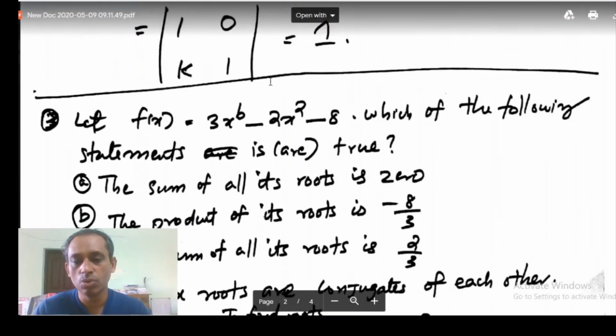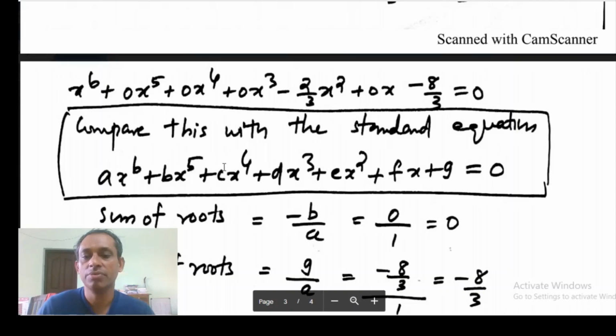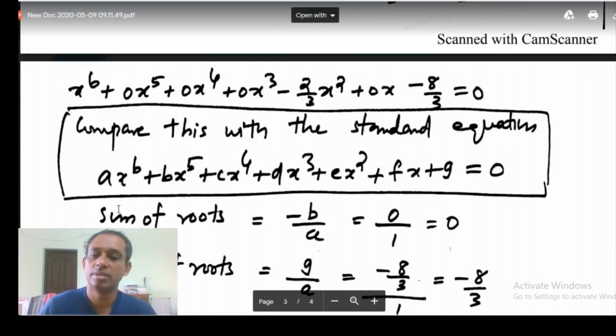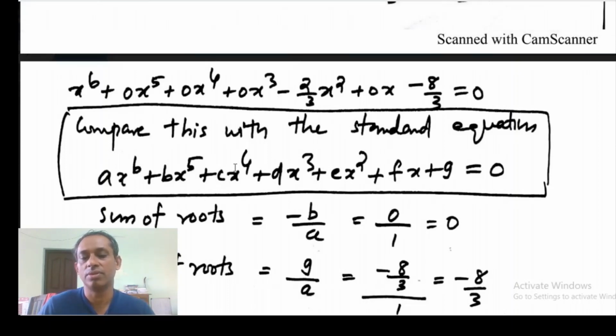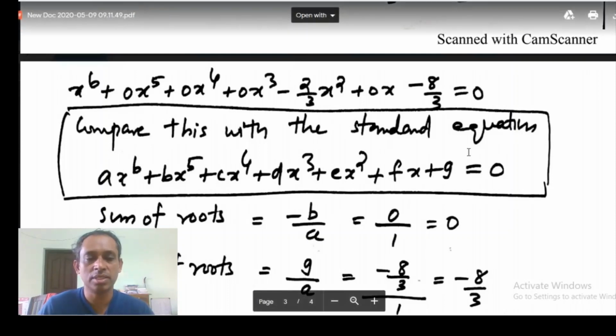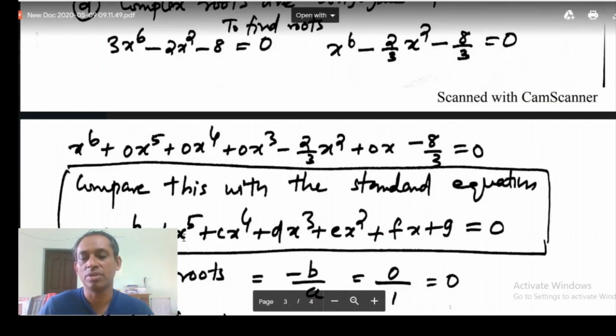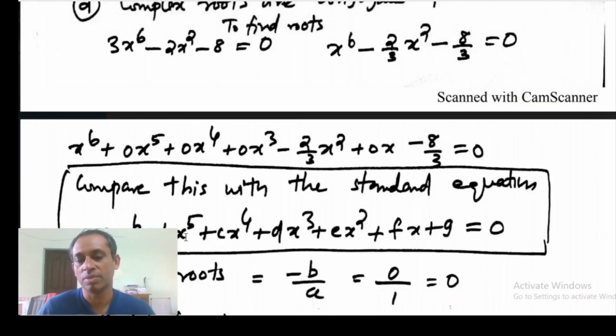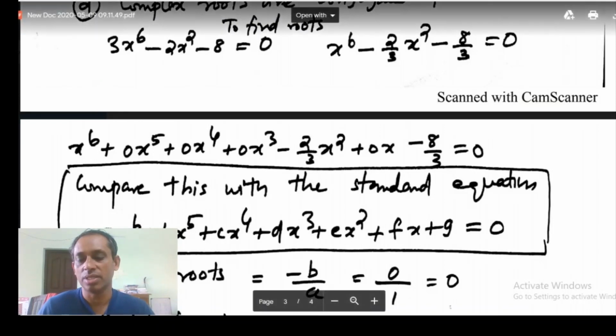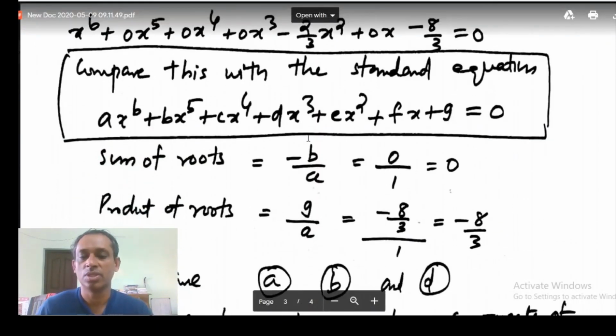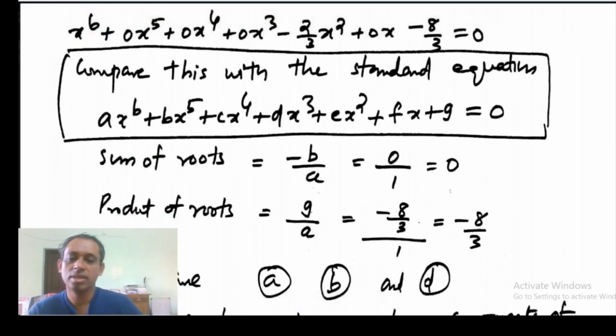Here we need not find the roots. It is not easy to find the roots here, but we know that if you have a general equation ax^6 plus bx^5 plus cx^4 plus dx^3 plus ex^2 plus fx plus g equal to 0, then the sum of the roots is given by minus b by a, the coefficient of the term corresponding to x^5, b, divided by a, the coefficient of the first term, x^6. Similar to the quadratic equation, minus b by a.